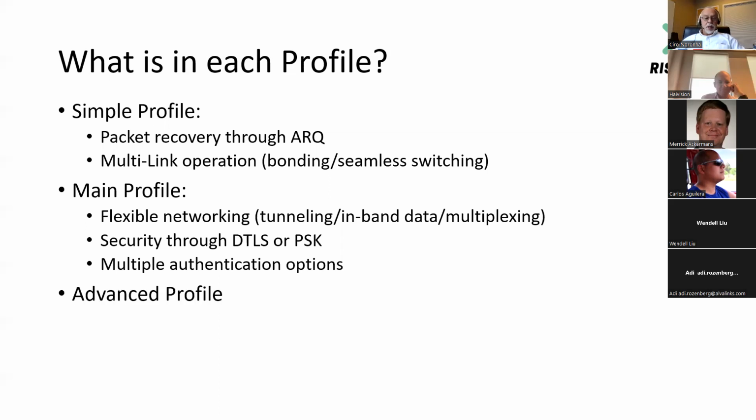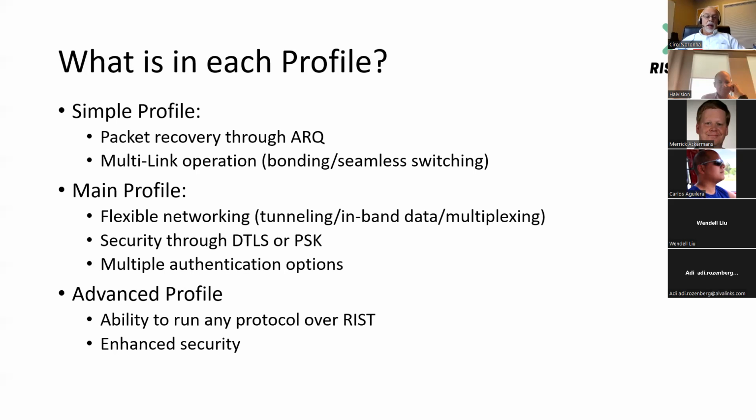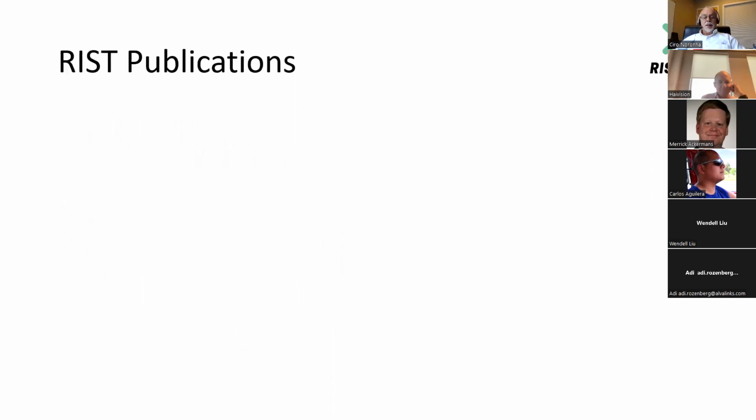Advanced Profile is another step that allows the ability to run any protocol over RIST. So you now have basically a protected VPN with Advanced Profile, with enhanced security and payload identification. If you want to know more about Advanced Profile, I have presentations. There's stuff out there. We're not going to talk about this today because Advanced Profile is now in the rear-view mirror. It's done.